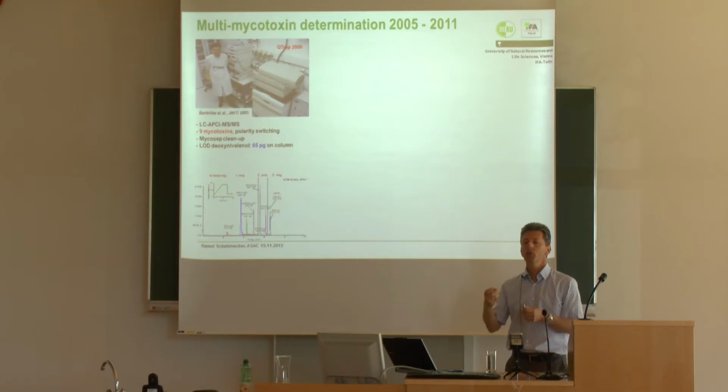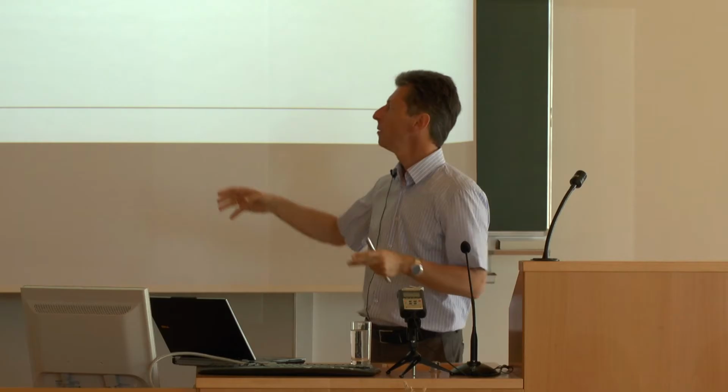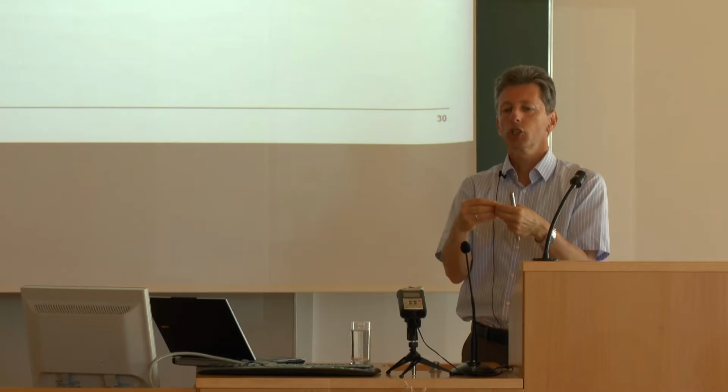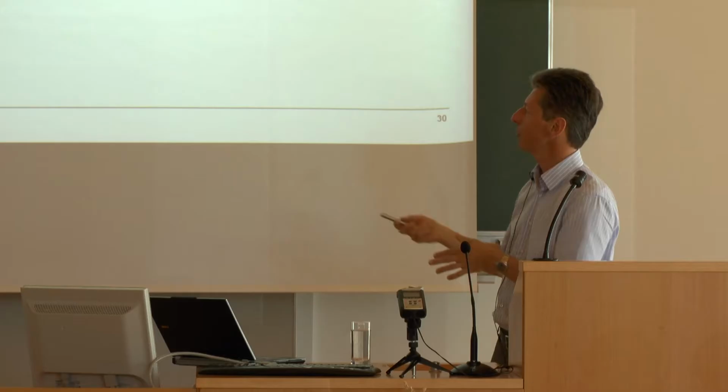Because that is kind of confusing. Usually we talk about microgram per kilogram and so forth, but that is the actual total amount when you inject the 100 microliter of a certain concentration that you can detect, you can calculate the actual total amount of the substance itself you are injecting on the column, and that was 65 picogram, actually with a nice chromatogram.